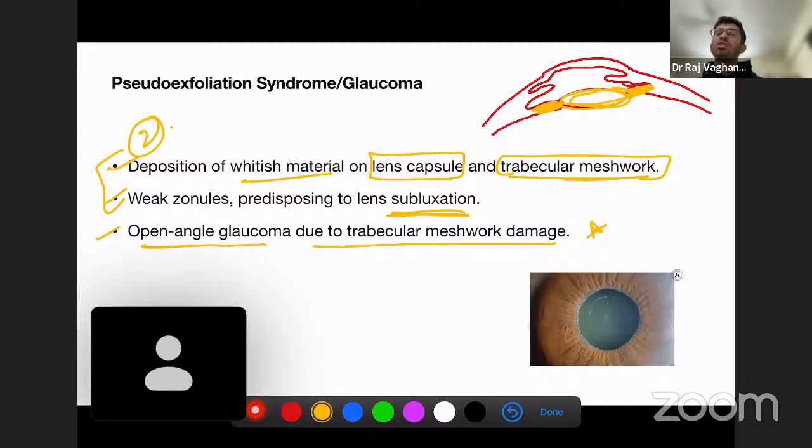So you will write deposition of whitish material on the lens capsule and trabecular meshwork. You will write the weak zonules present, which leads to lens subluxation, or which predisposes the lens towards subluxation. And you will draw a diagram like this, which explains the subluxation of the lens. And you will also describe the open angle glaucoma as you have discussed it earlier.